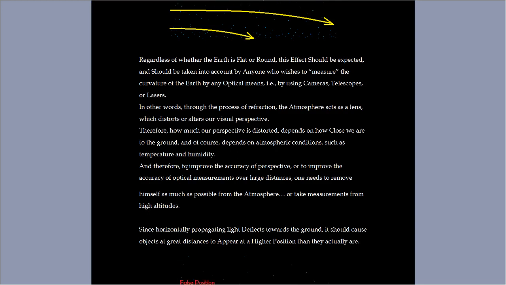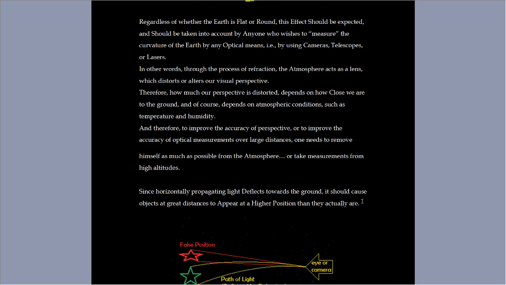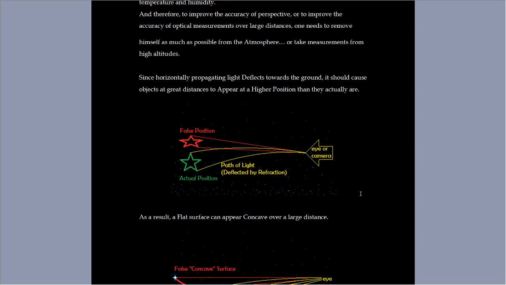And therefore, to improve the accuracy of perspective, or to improve the accuracy of optical measurements over large distances, one needs to remove himself as much as possible from the atmosphere, or take measurements from higher altitudes. Since horizontally propagating light deflects towards the ground, it should cause objects at great distances to appear at a higher position than they actually are.